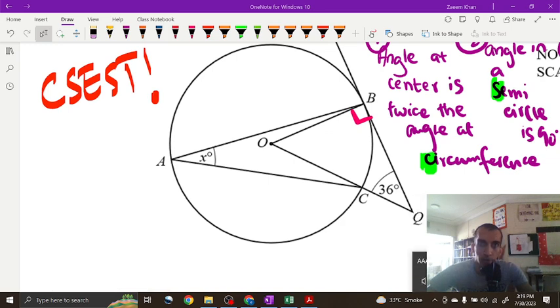Which angle can we figure out now? Angle BOQ. BOQ is up here. What do you think this angle is going to be? 54. Why is that?